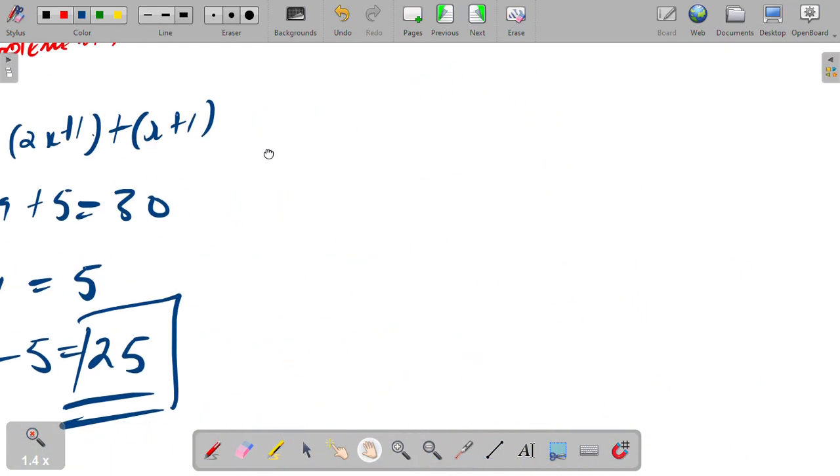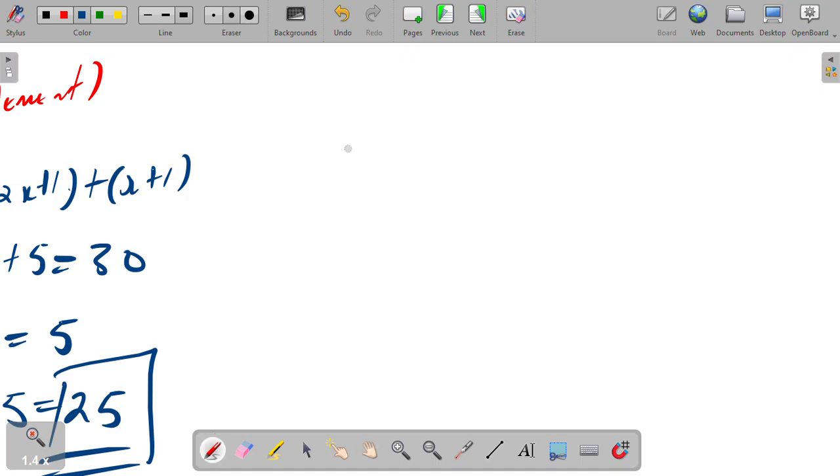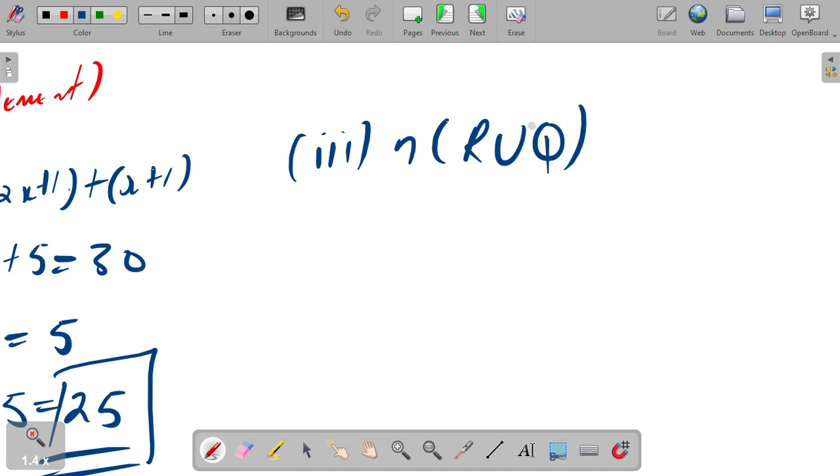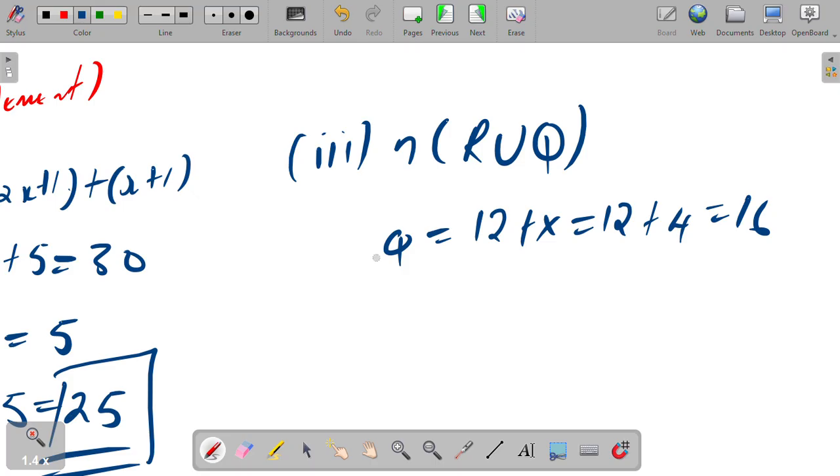Okay, number 3. We are told to find n(R ∪ Q). The elements we know: in Q we have 12 plus x, and this x we know is 4, so 4 plus 12 gives 16. What about our R? In our R we have 5.